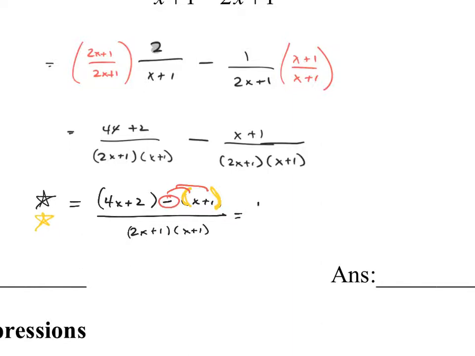So on top, I would really have 4x plus 2. I would have a minus x and a minus 1. Almost all students who make an algebraic error would do a plus 1 on that problem. So here's a 2x plus 1 and an x plus 1. Combining like terms, 4x minus x would be a 3x, 2 minus 1 would be a plus 1. This would be all over 2x plus 1 in parentheses and an x plus 1.